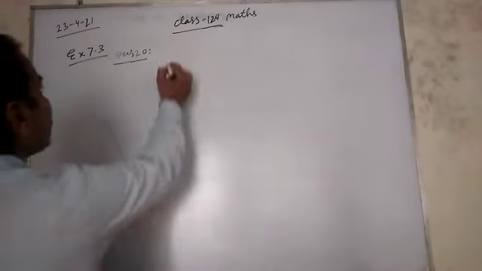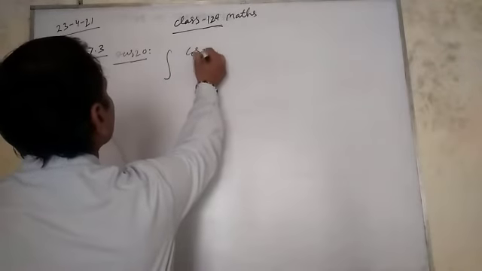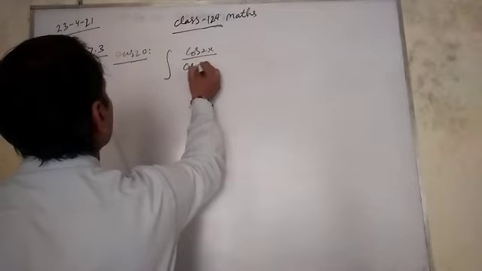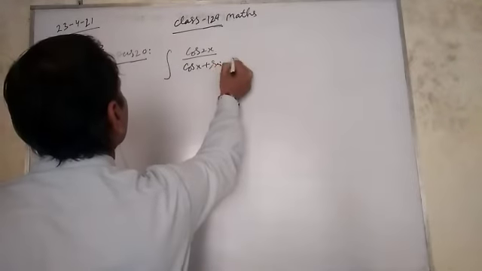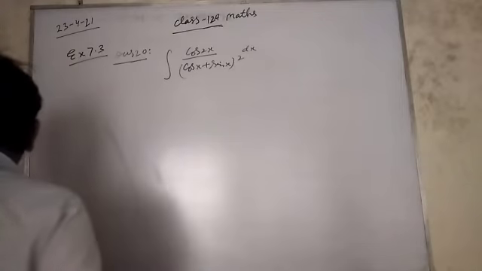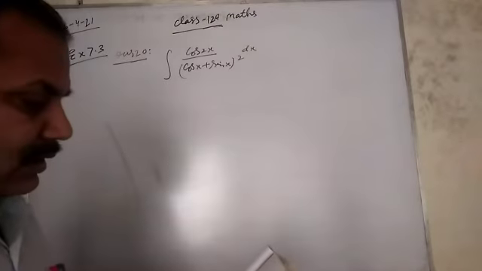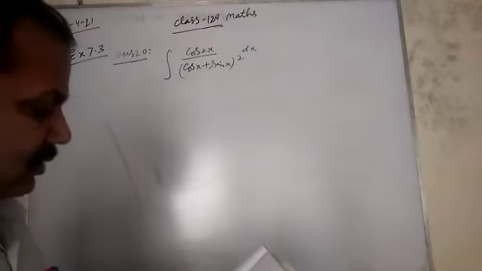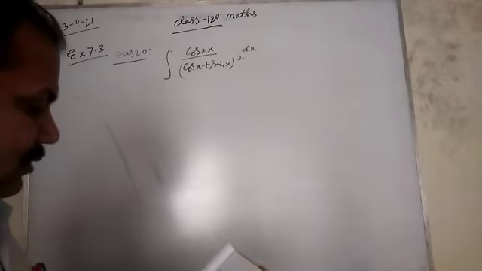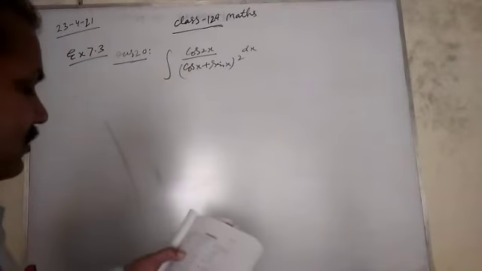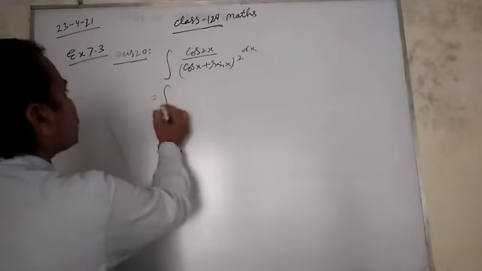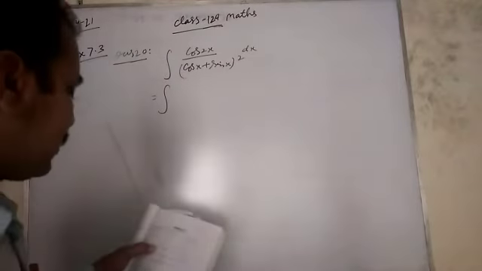Cos 2x upon cos x plus sin x, whole square, dx. I like this one. There are more questions like this in the same exercise, like question number 14. Not the same, but the process and other things are the same.